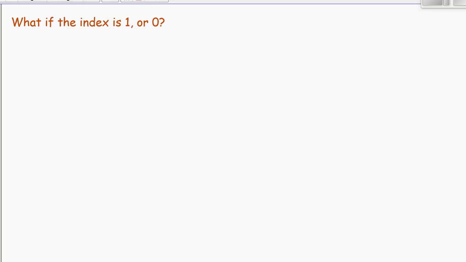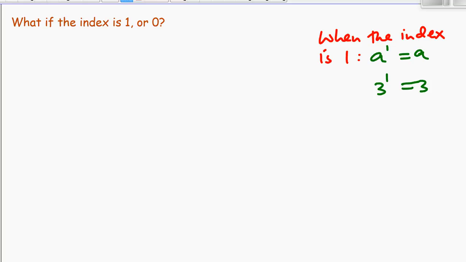What if the index is 1 or 0? Now, when the index is 1, then you just have what you have. For example, a to the power 1 will just be a. 3 to the power 1 is just 3. So anything to the power 1 is just that.